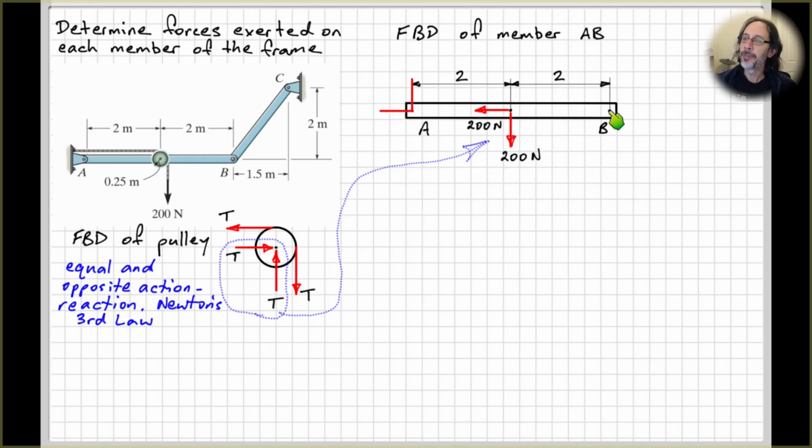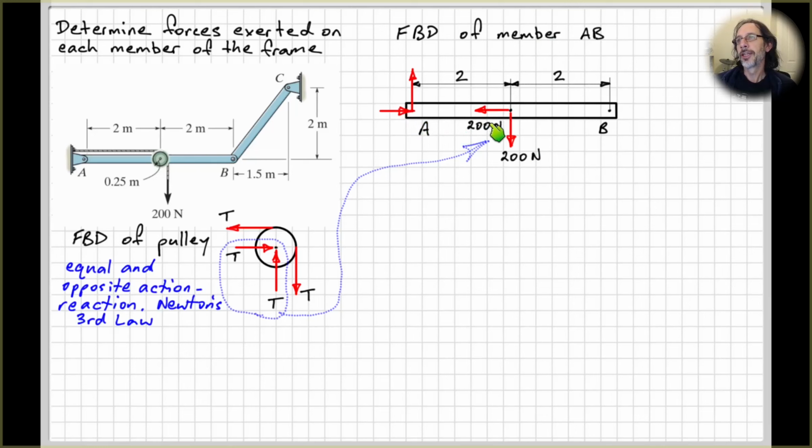If we imagine that we take moments about point B, for example, we can see this 200 Newton force here is tending to rotate anti-clockwise about B. So therefore, for that to be in equilibrium, these two forces pass through point B, so they're not going to cause a moment. So this force out here must be acting upwards, to cause that clockwise moment to counteract the anti-clockwise moment caused by the 200 Newton force. So we can put that in. I've also put in the arrowhead for this force.